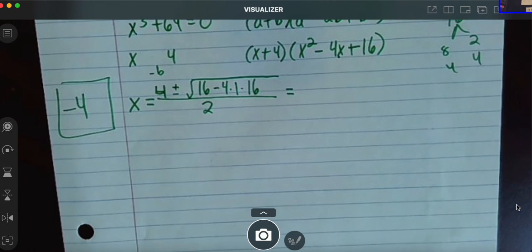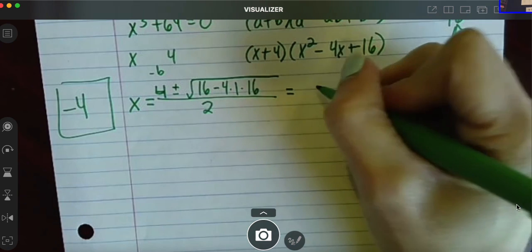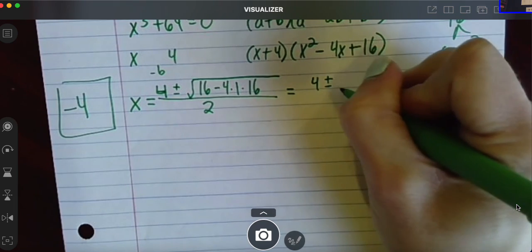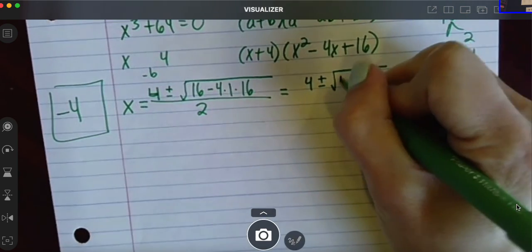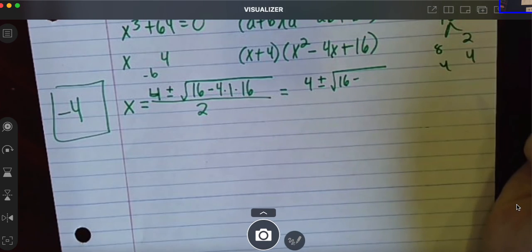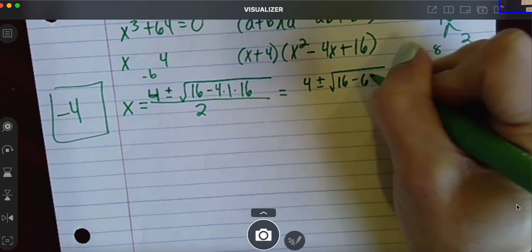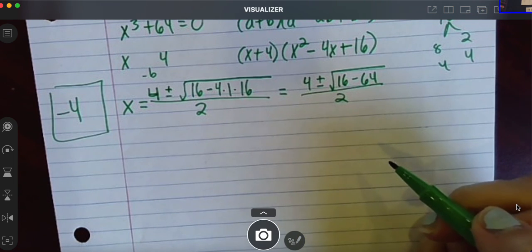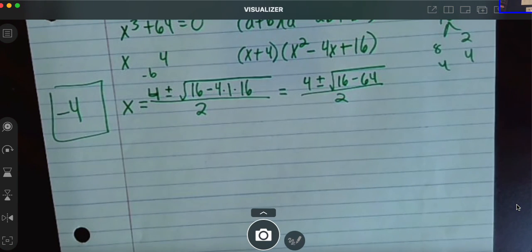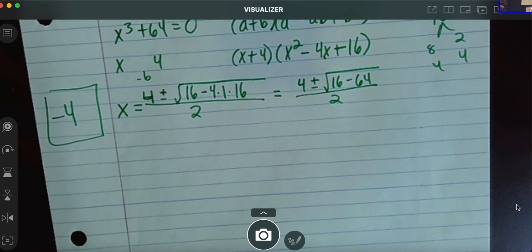Questions where my numbers came from? It's x equals negative b plus or minus the square root of b squared minus 4ac, all over 2a. Oh, this one's prettier than the last one. So we get 4 plus or minus the square root. What's 4 times 1 times 16? 4 times 1 times 16 is 64.